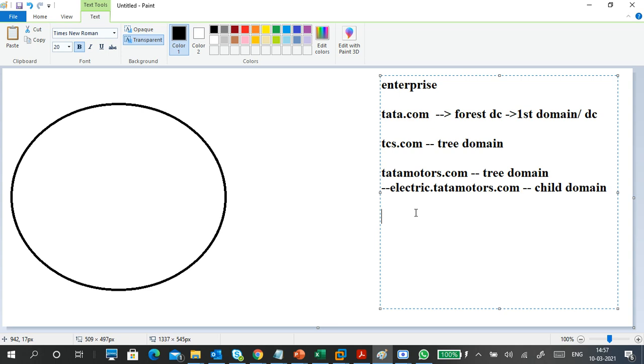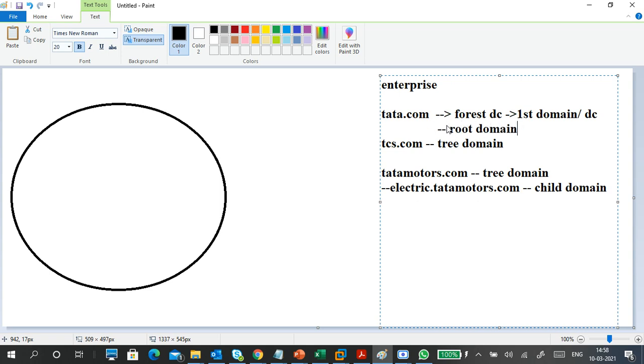What is a forest? A forest is nothing but an enterprise. Enterprise means there is one starting name we start with. Any enterprise we start with one name only, right? So like Tata.com, we started. That is the forest level domain controller, or the first domain controller in the forest. The forest name itself, and the domain controller in the forest is the first domain controller, and the first domain automatically becomes the forest, the first domain in the forest. It's a primary domain controller. We can also say it's nothing but the root domain.